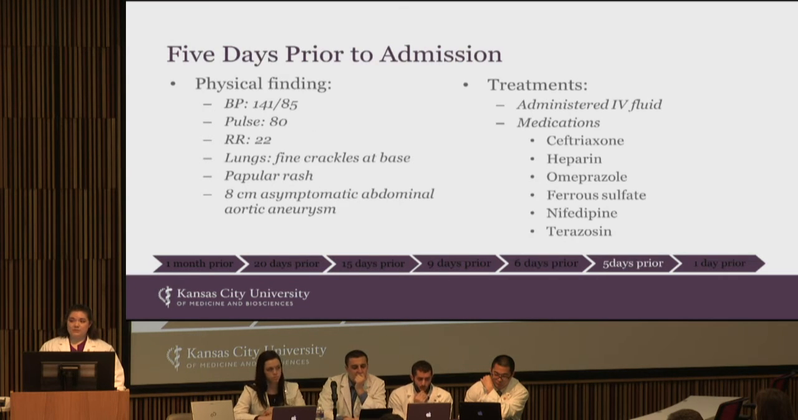5 days prior to admission, the patient went to the emergency department of a different hospital, in which the physical findings showed a BP of 141/85, a pulse of 80, respiratory rate of 22, and his lungs had fine crackles at the base. He had a papular rash, and a CT showed an 8-centimeter asymptomatic abdominal aortic aneurysm. At that time, he was administered IV fluids and started on ceftriaxone, heparin, omeprazole, ferrous sulfate, nifedipine, and terazosin.